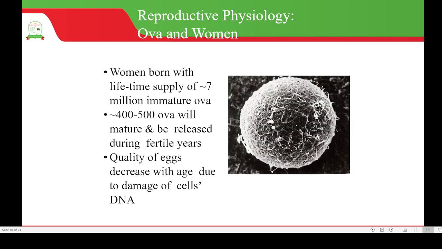Ova in women. Women are born with a lifetime supply of about 7 million immature ova. That is the amount of ova that any woman is born with. But during her fertile years, about 400 to 500 ova will mature and be released. And also the quality of the eggs produced decreases with age due to damage of cells' DNA from various factors in the environment.